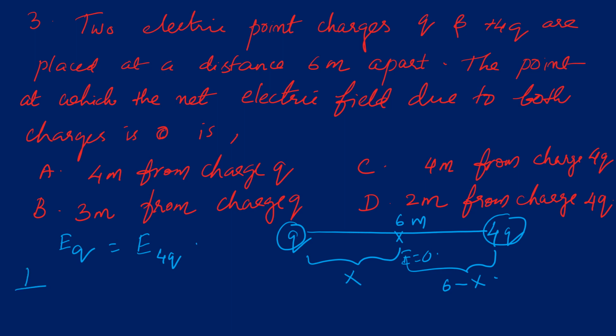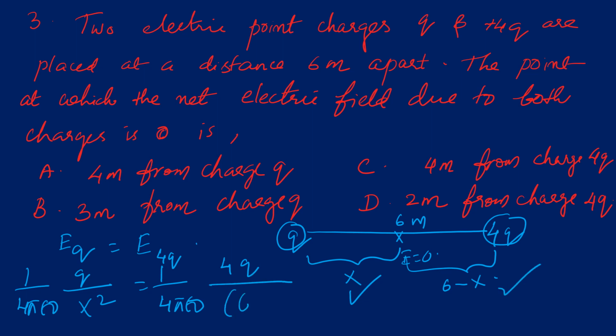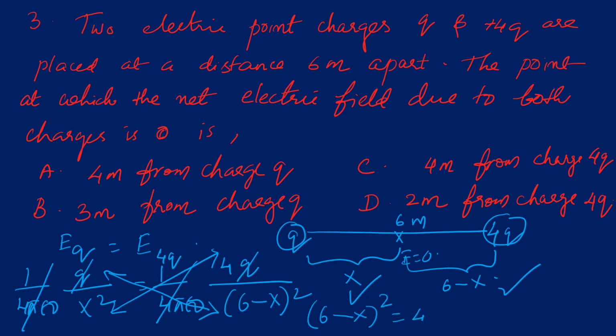Equation for electric field is 1 by 4 pi epsilon 0 Q by R square. Here distance is x, so it is x square, 1 by 4 pi epsilon 0. Here it is 4Q divided by 6 minus x, distance is 6 minus x whole square. So we can cross multiply these two equations so that we will get 6 minus x whole square equal to 4x square.